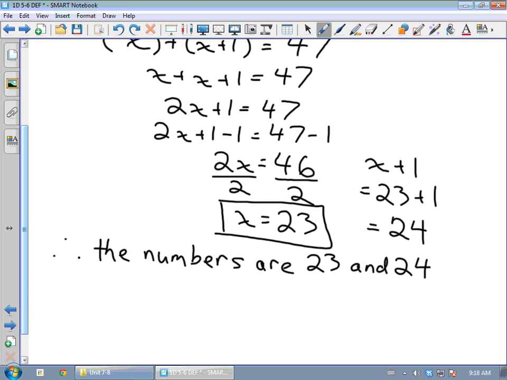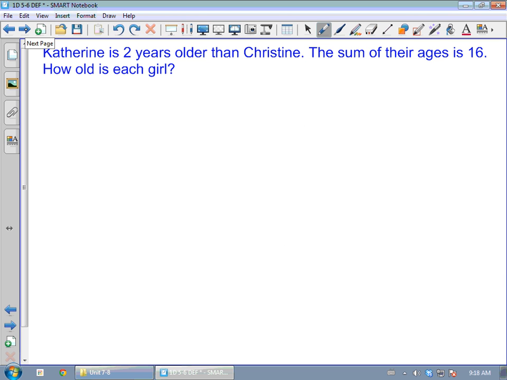All right, should we take a look at the next one here? Catherine is 2 years older than Christine. The sum of their ages is 16. How old is each girl? Okay, let's start with our let statement. Oh, sorry. What are we trying to find in this question? What are they asking us for? Yeah. So how old is each girl is what we're being asked to find. So our answer should be the two ages, the ages of the two girls.